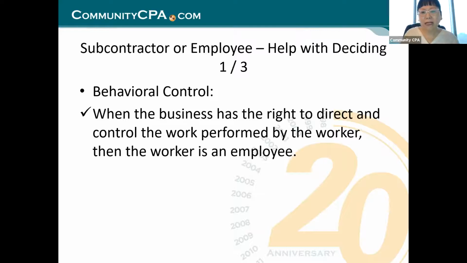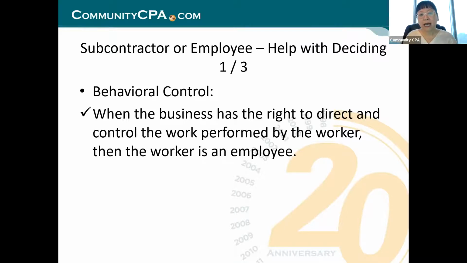When the business has the right to direct and control the work performed by the worker, then the worker is an employee. That is the statement coming out of the IRS, all right? If you're saying that statement doesn't say anything, well, that's what the statement is. So we need to digest what exactly it says.